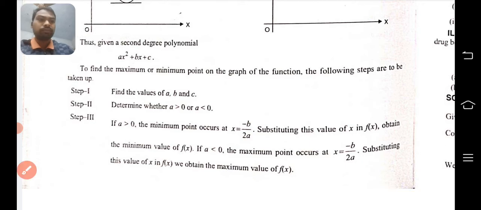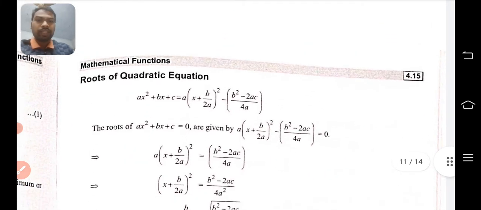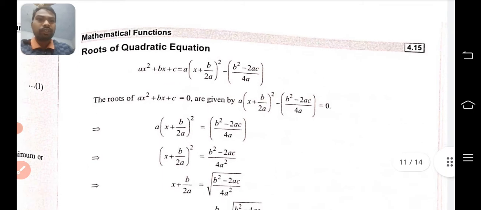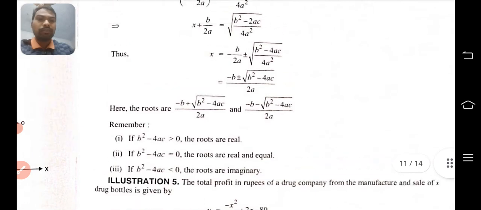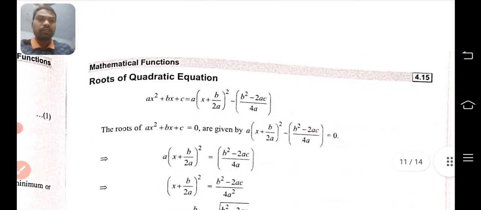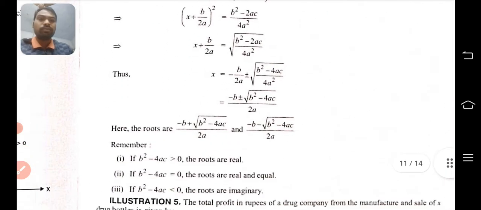So let's discuss the roots of the quadratic equation. Here we will see how we are going to derive the roots of the quadratic equation. This is very important. You should know how you can get the roots. Roots mean we are deriving the two values of the quadratic equation, and that is called the roots of the quadratic equation.